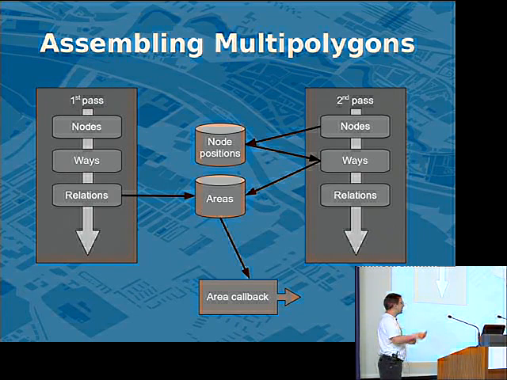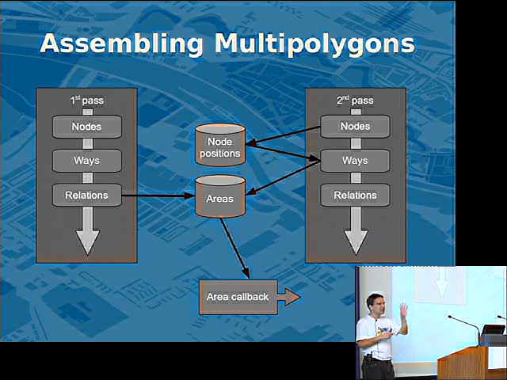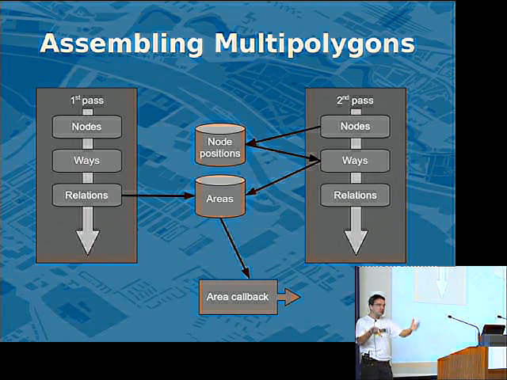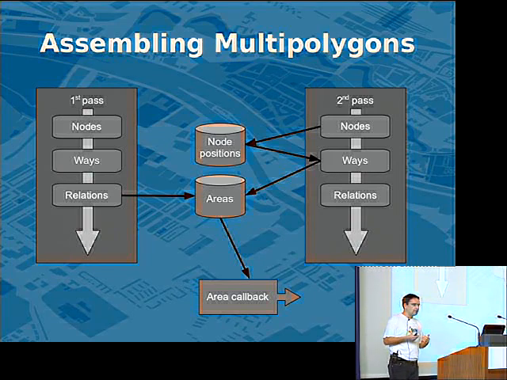assembles the ways, and then for every way it looks up: is this way needed to build some multi-polygon? If yes, it's added to that multi-polygon. And once it has all the ways that are needed for a certain multi-polygon, it assembles it, fixes the problems and all that, and then gives you another callback into your code. And then you can decide what you want to do with that multi-polygon, write it out in a specific format or do some other processing.